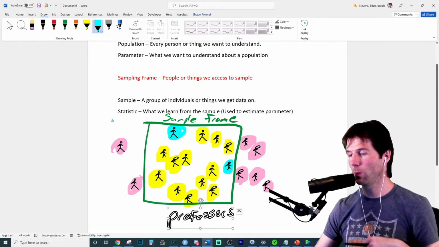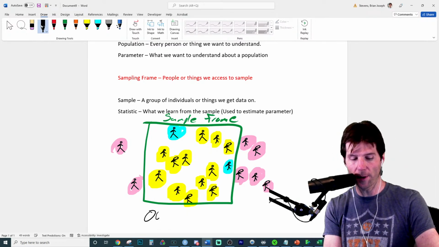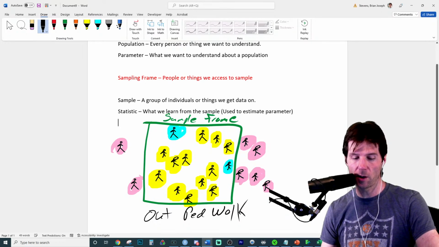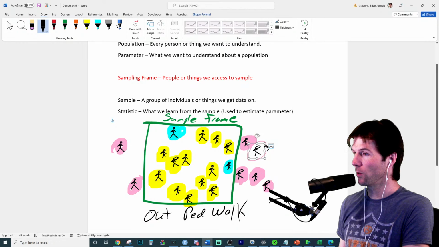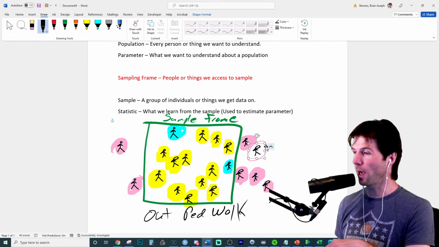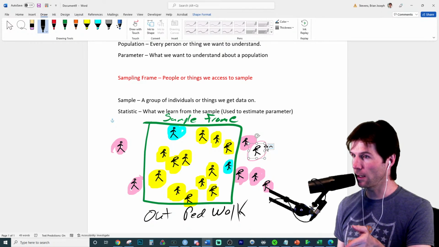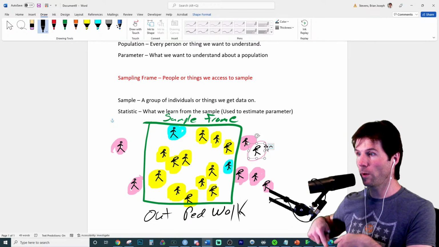This also applies with the example of standing out on Ped Walkway. If we say we're out on Ped Walkway, what do the people right here represent? If we're out on Ped Walkway and these people are outside of our sample frame, what do those people represent? Someone outside of the sample frame, if we're hanging out on Ped Walkway, taking data, would be what? So think about theoretically right here, we want to understand students.